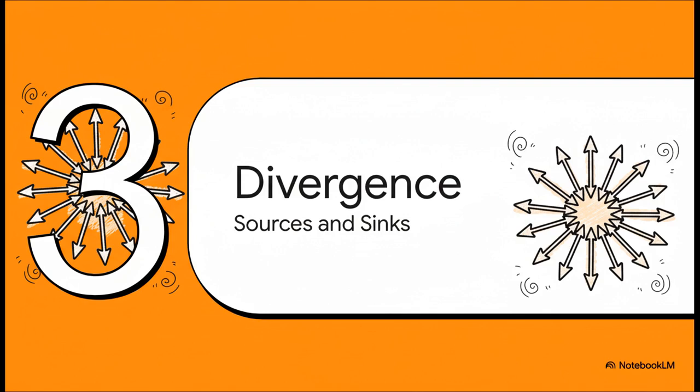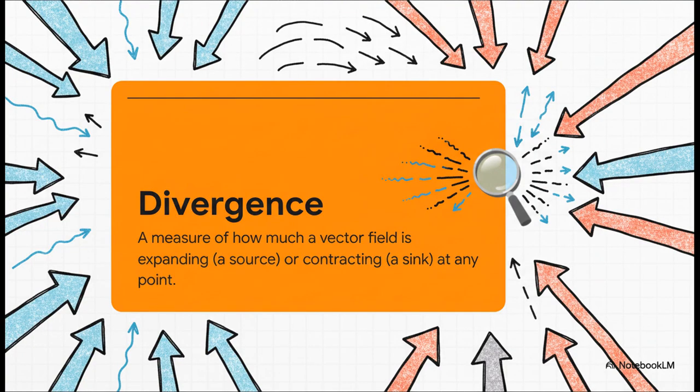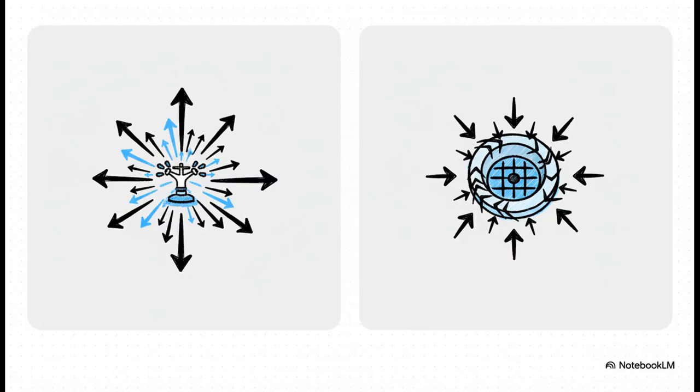Is the field expanding out from this point or contracting in? This brings us to divergence. All divergence tells you is this: at one specific point, is the field flowing out of it or flowing into it? Is it a source of stuff or a sink where stuff disappears? And the idea is super intuitive.